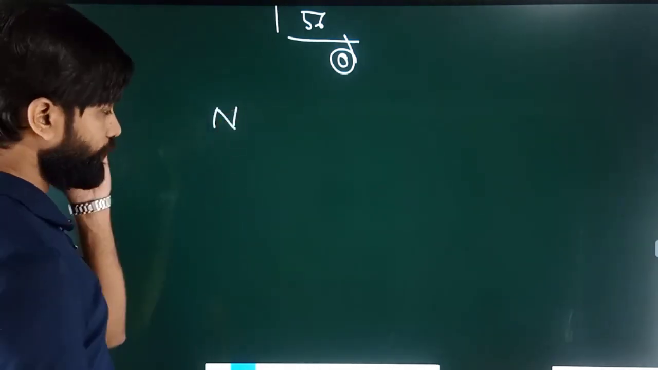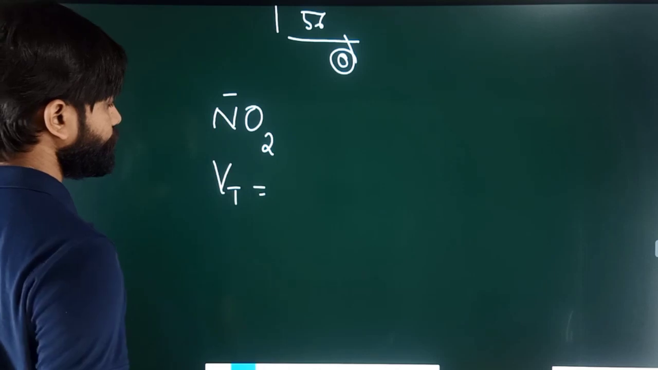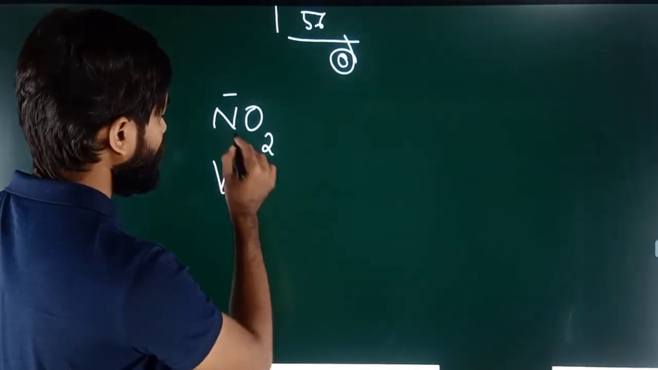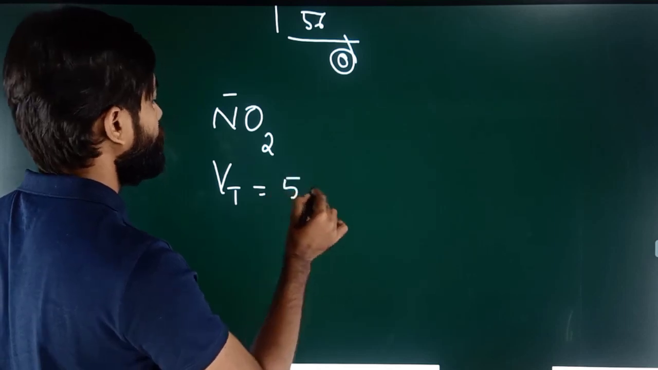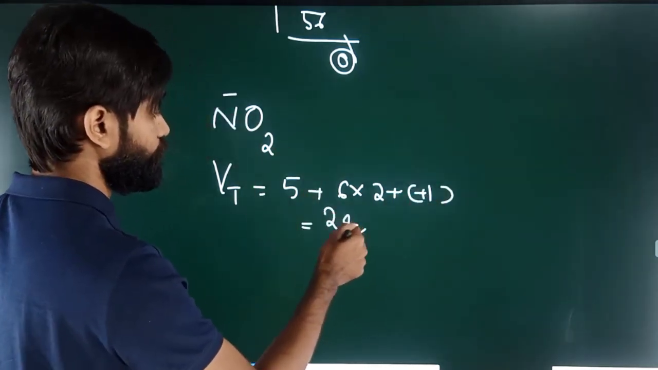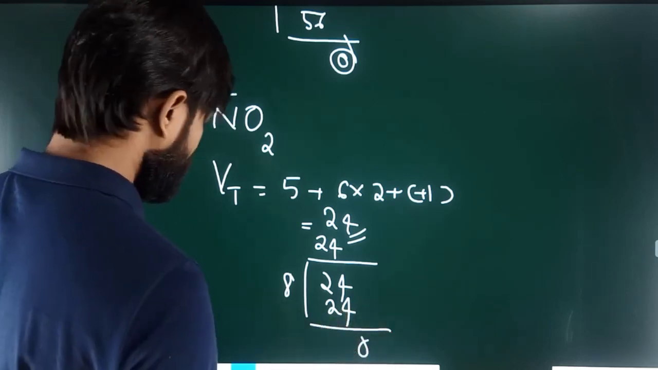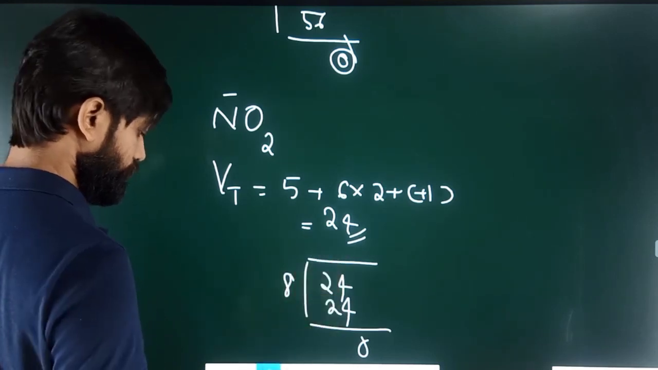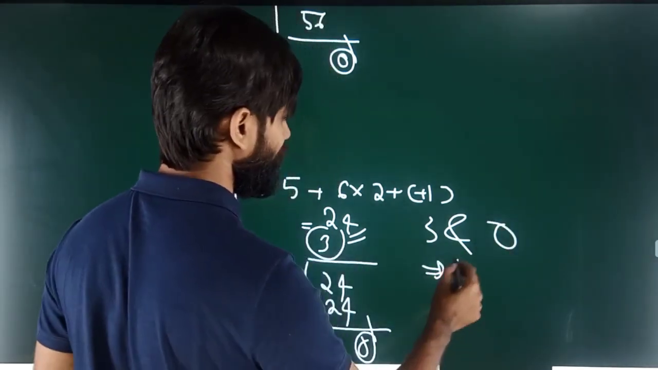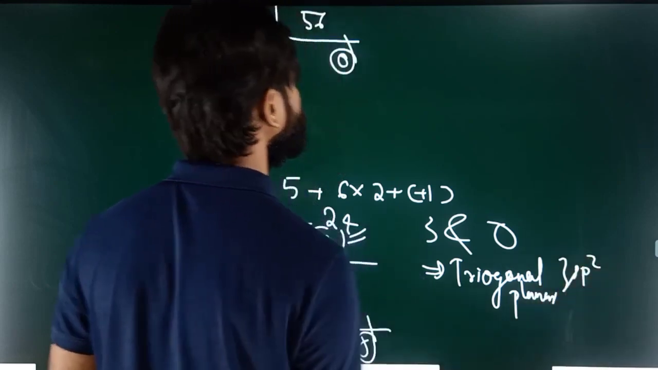So NO2 minus, total valence electron, nitrogen 5 plus oxygen 6 into 2. Minus 1 means 1 electron extra. So total 24. 24 divided by 8, 24, remainder 0. So here is 3, 0. 3 and 0, that is trigonal planar. Hybridization sp2. Okay.